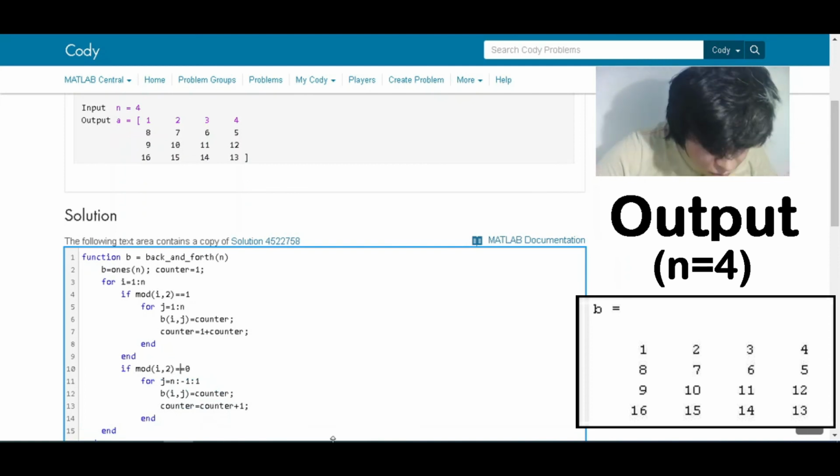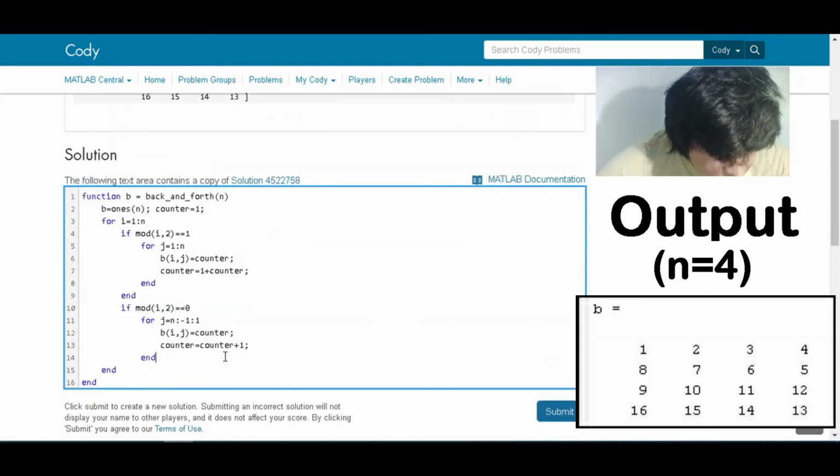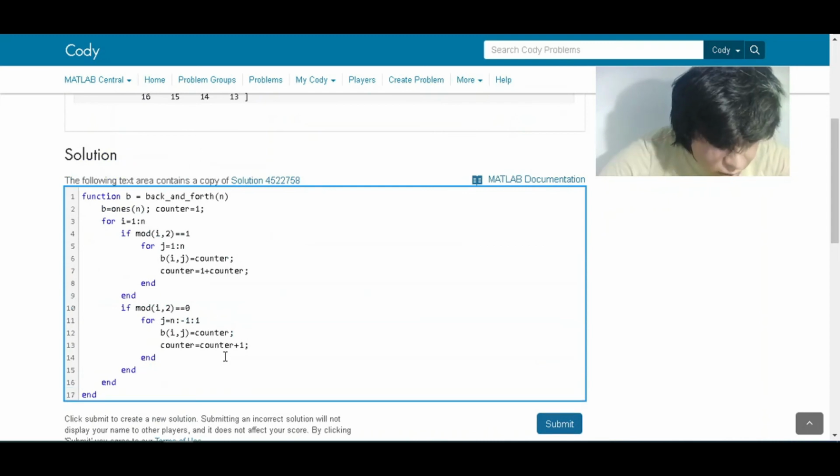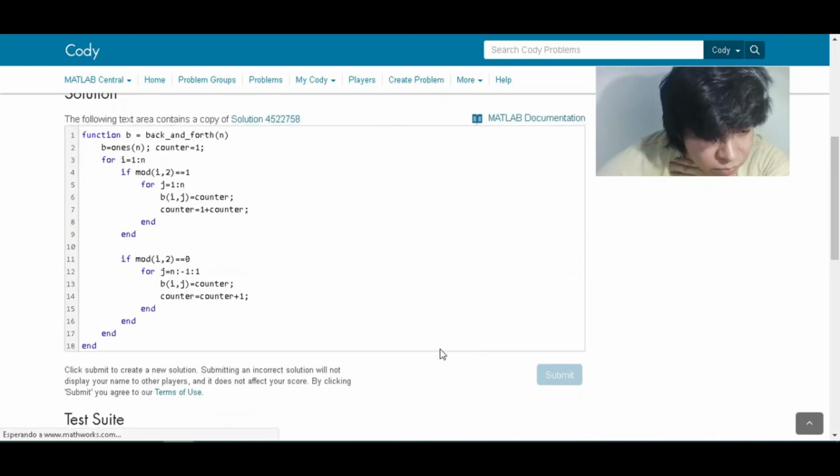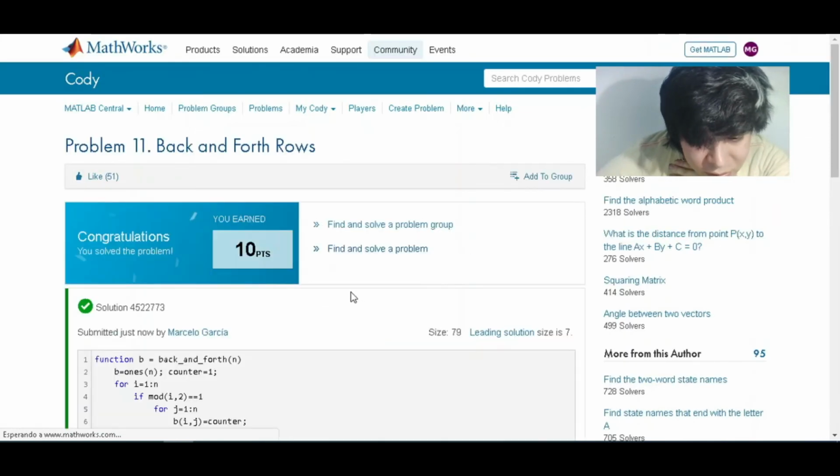I forgot to make this, and I guess I forgot to put an end here. Let's see if now it's okay. Yeah, that's the answer. Thank you.